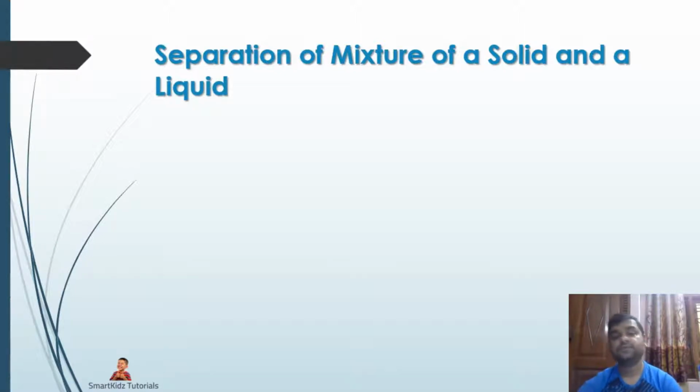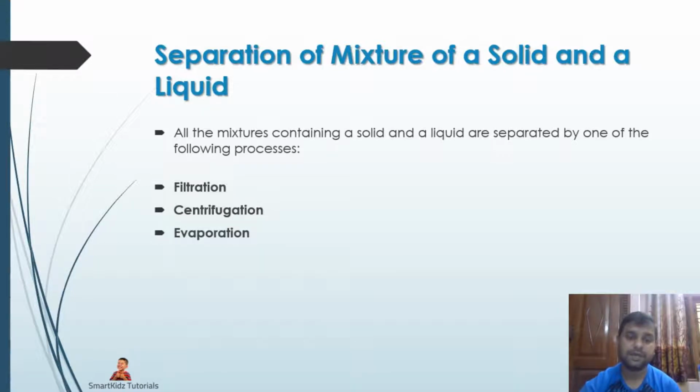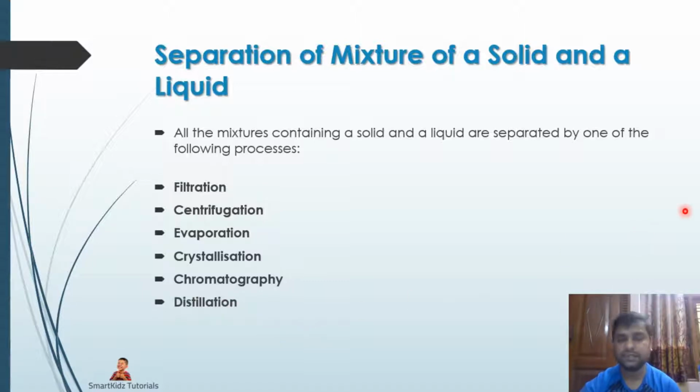Then next we come to the separation of a mixture of a solid and a liquid. Now in this, a solid and a liquid makes a mixture, and this has to be separated by one of the following processes. 1. By filtration. 2. By centrifugation. 3. By evaporation. 4th, by crystallization. 5th, by chromatography. And 6th, by distillation.